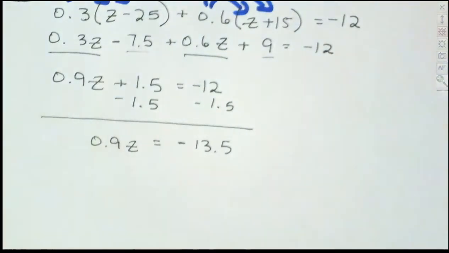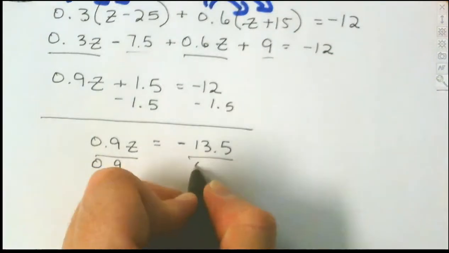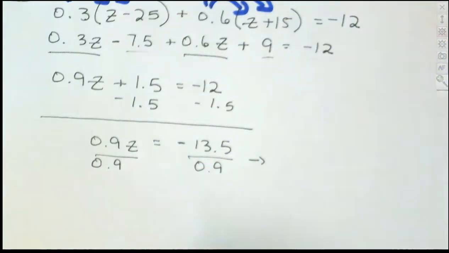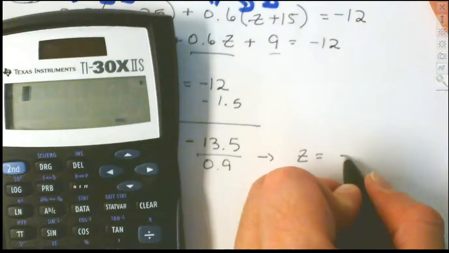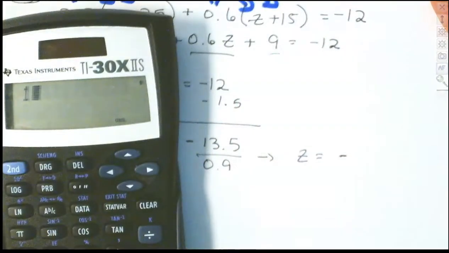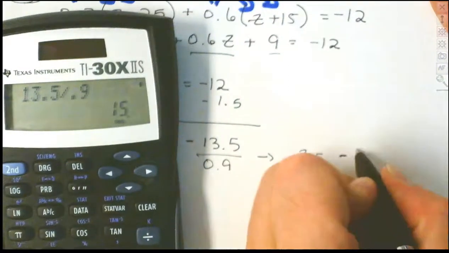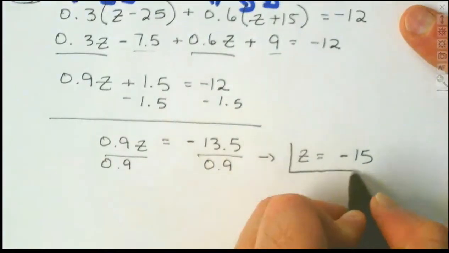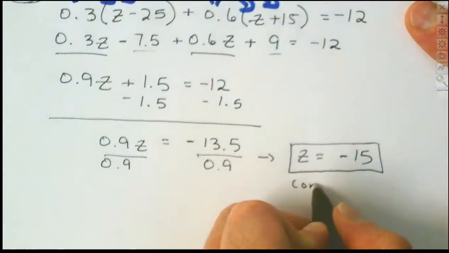And just like with whole numbers, get rid of it. Divide by 0.9. And that is then going to leave me with z equaling now. Let's see what we've got. Okay, we know our sign's going to be negative, right? Because negative over positive makes it negative. So 13.5. Divide that by 0.9. That becomes a 15. We know our sign's negative. So what's my final answer going to be? Negative 15. So z equals a negative 15. And this is conditional.